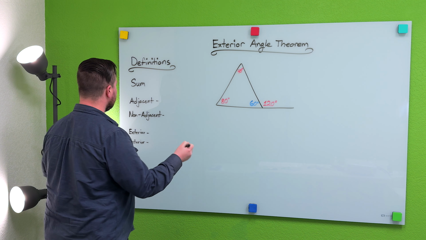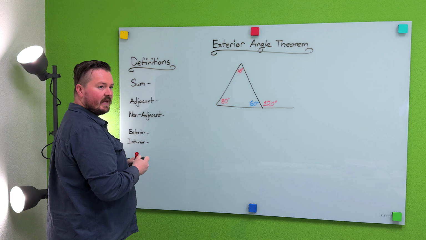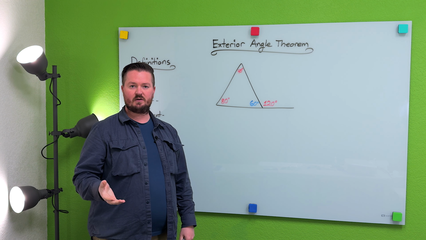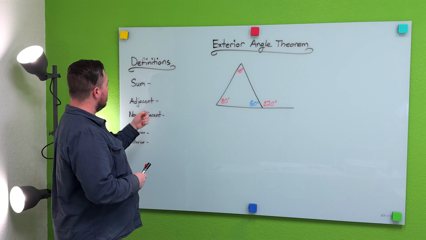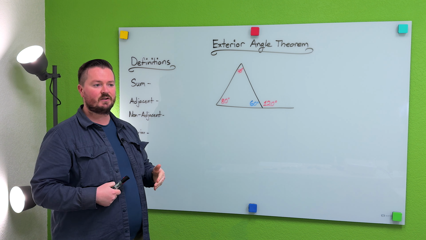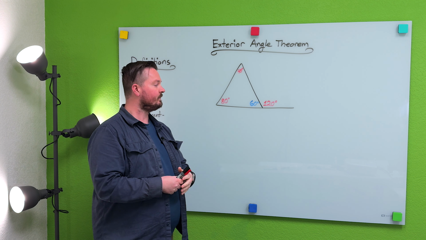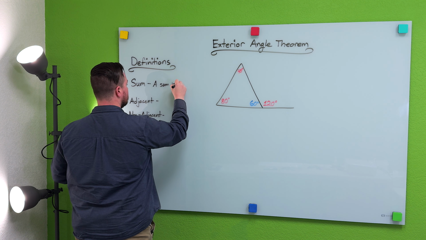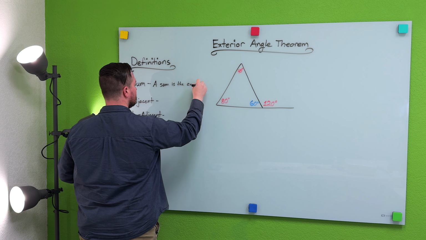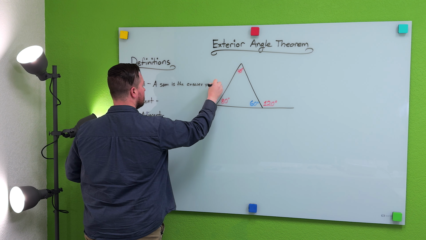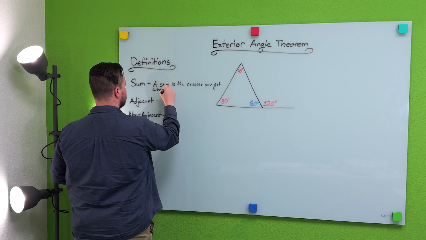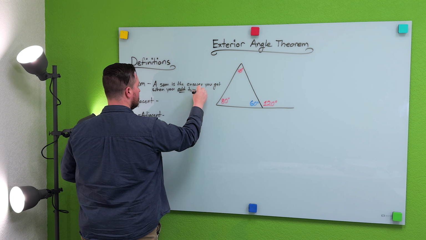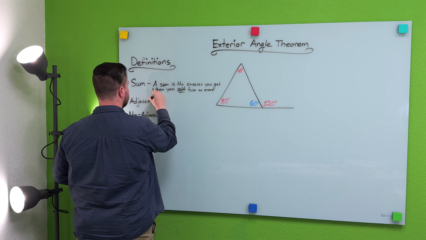So to begin, the word sum. Many people have heard of sum, difference, product, quotient, but I just want to make sure we're very clear before we jump into the theorem. A sum is the answer you get when you add numbers. So a sum is the answer you get when you add two or more numbers.